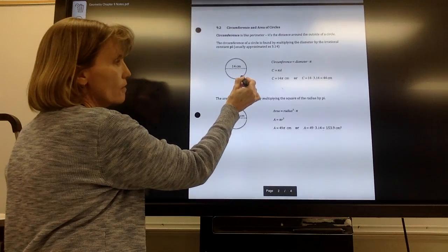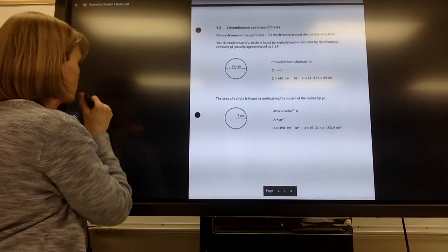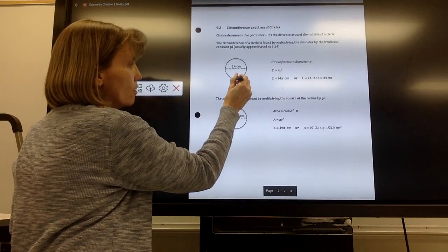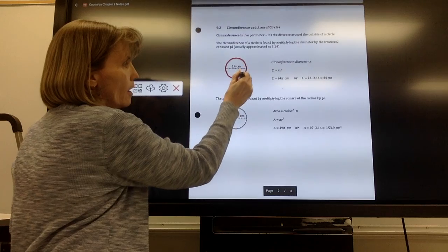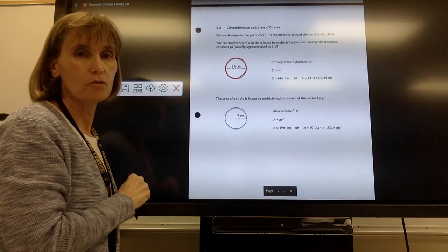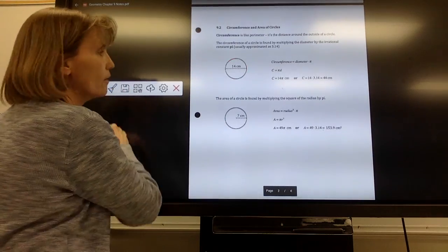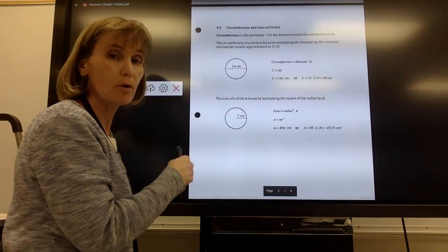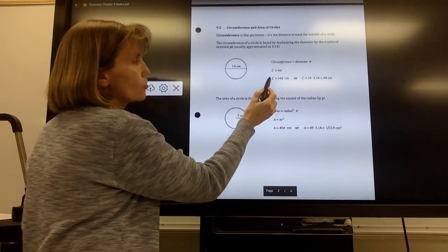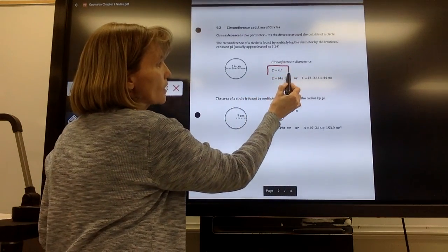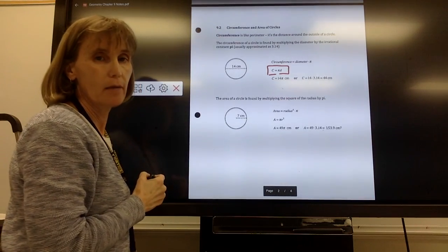So if I started on this circle and I walked all the way around the circle, I would have the circumference of the circle. So it's really the perimeter of the circle, or the outside. Now we have to calculate it a different way because we don't have sides that we can add up. So we have a formula for finding the circumference. And the circumference, capital C, is equal to pi times diameter.